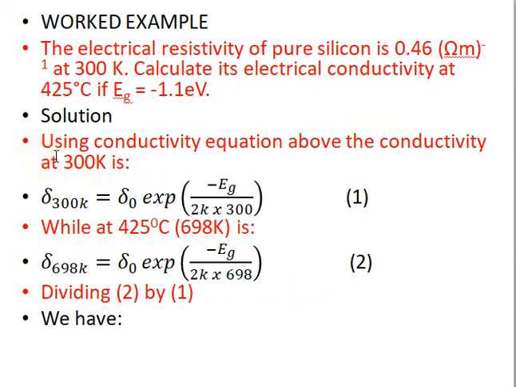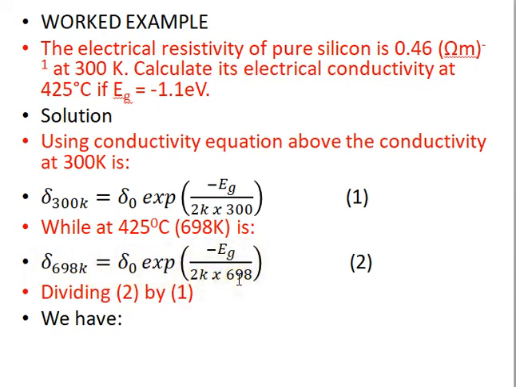we substitute the value of the initial temperature, which is 300 Kelvin. So I'll say sigma of 300 Kelvin is equal to sigma naught, the initial, exponential minus Eg over 2k times 300, which is the temperature. Then we also find the expression for this conductivity while the temperature is 425 degrees Celsius, which must be converted into the what? The Kelvin, by adding 273. That will give you 698 Kelvin. Now if I substitute in that formula again, I will say sigma of 698 is equal to sigma naught exponential minus Eg all over 2k times 698.